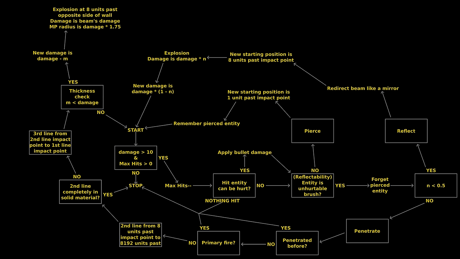Its damage is equal to the beam's damage, and its radius is its damage times 2.5 in single player and 1.75 in multiplayer. Its damage type is again blast. In the next iteration of the beam loop, the beam will start at the place where the third line stopped and, as always, damage whatever is in its way.